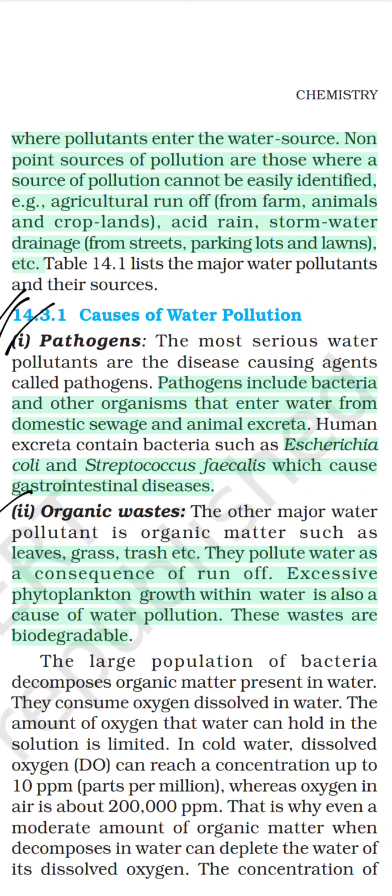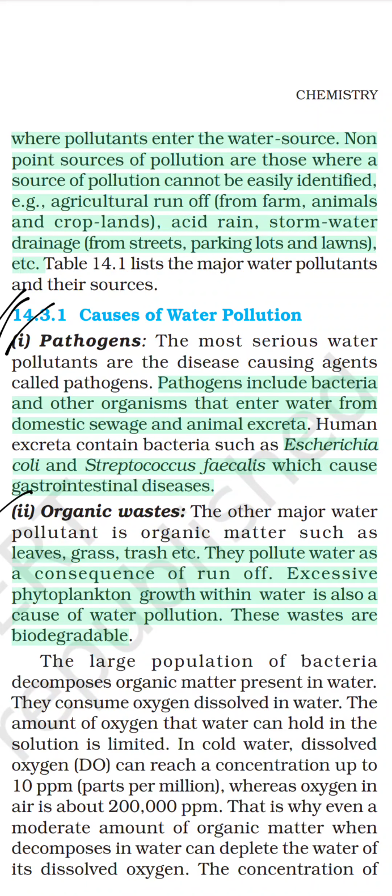These are where pollutants enter the water sources. Non-point sources of pollution are those where the source of pollution cannot be easily identified. Example, agriculture, runoff from farm animals and croplands, acid rain, storm water drainage from streets, parking lots and lawns, etc. Table 14.1 lists the major water pollutants and their sources.